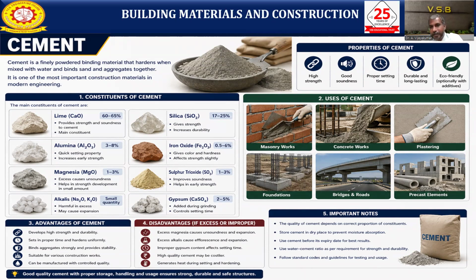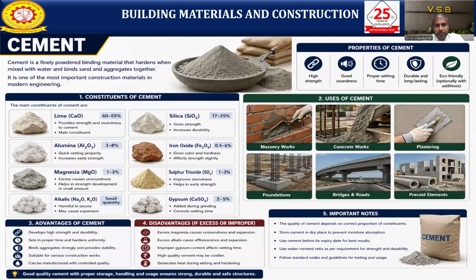Okay, so the various constituents of cement: the first main constituent is lime. It is one of the prime binding materials. Lime is present at 60 to 65 percent in our cement. When you have 60 to 65 percent, it provides the strength as well as the soundness to the cement.